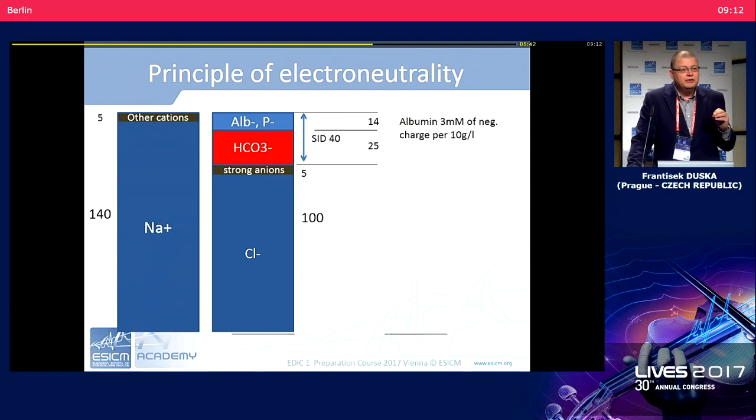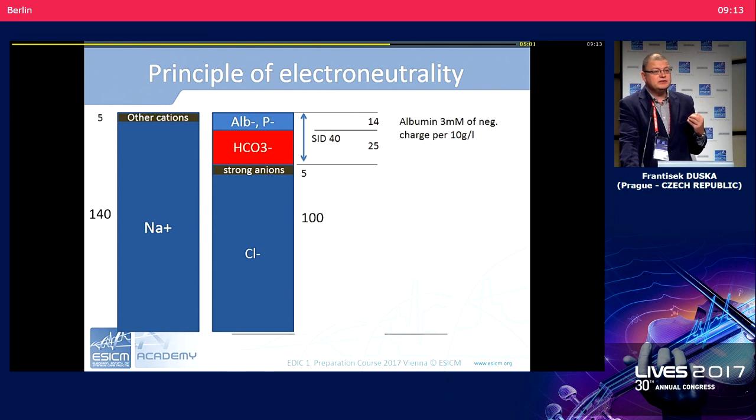The next step is just look at albumin level. If you have it, or if you don't have it, just assume what the albumin level of this patient might be. And you know that the only number to remember is that roughly 10 grams of albumin per liter is 3 millimoles of negative charges, okay? And if you know it, then you can say, right, if the albumin is too low, within given space between sodium and chloride, this leaves more space for bicarbonate, and this explains metabolic alkalosis due to hypoalbuminemia.